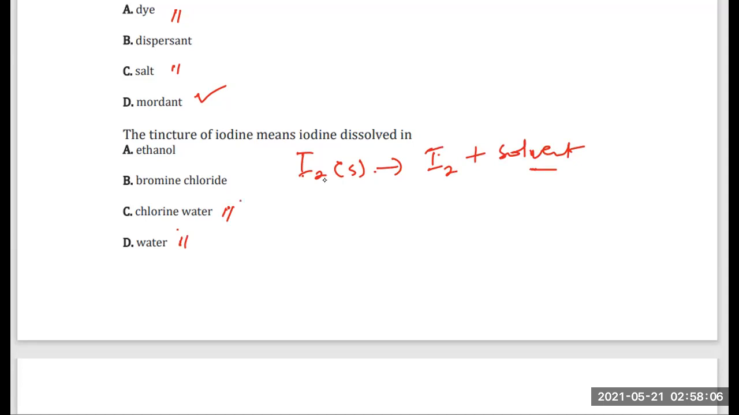Now, this is bromine chloride. There is no way we are going to have a bromine chloride. So basically, the option that we are left with is ethanol. So iodine dissolves in ethanol to form a tincture of iodine, which is used as what? First aid treatment of wounds.